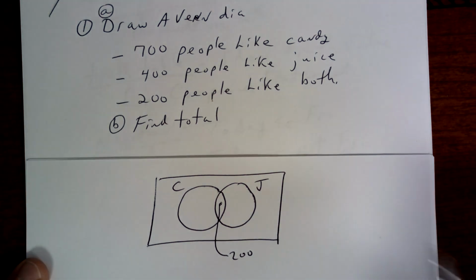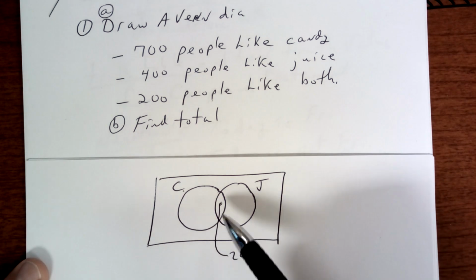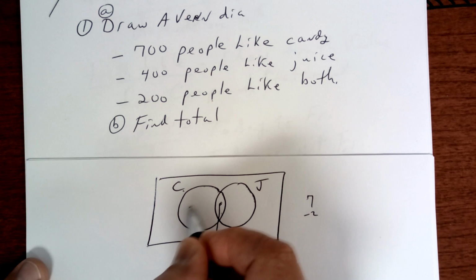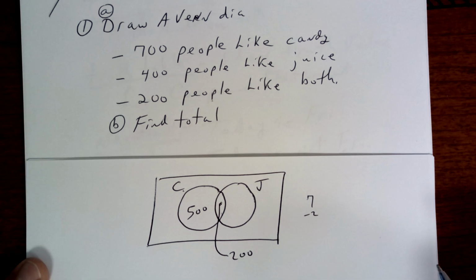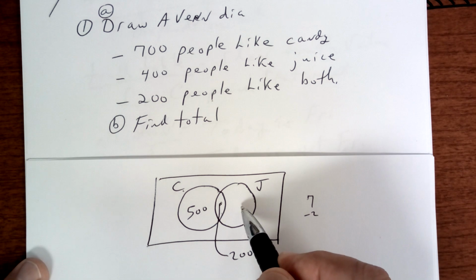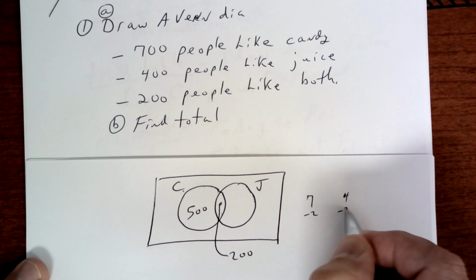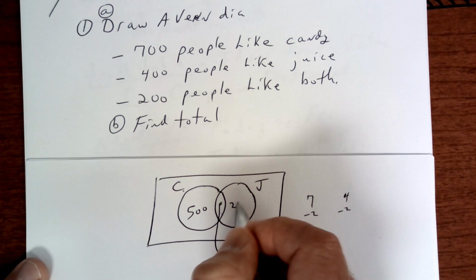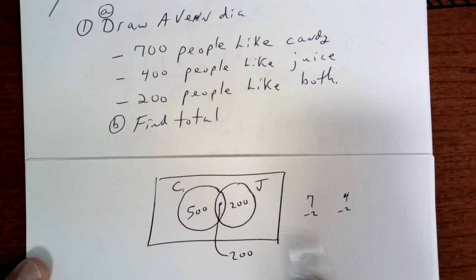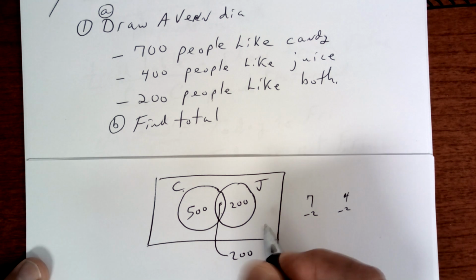700 like candy, but you already have 200. So 700 minus 200 gives you 500. And juice, you have 400, and 400 minus 200 gives you 200. Okay? And apparently, you have neither here. So this would be 0, or the null set.